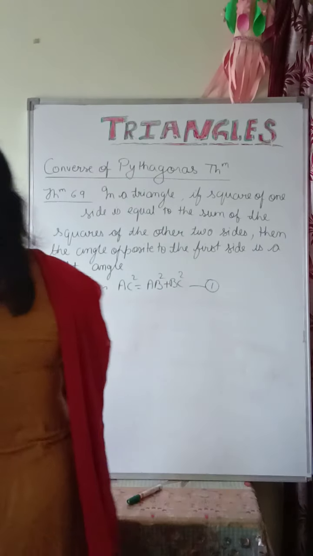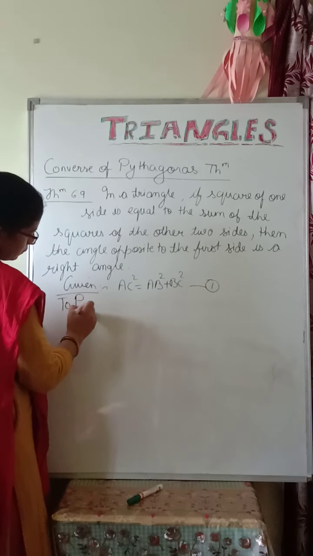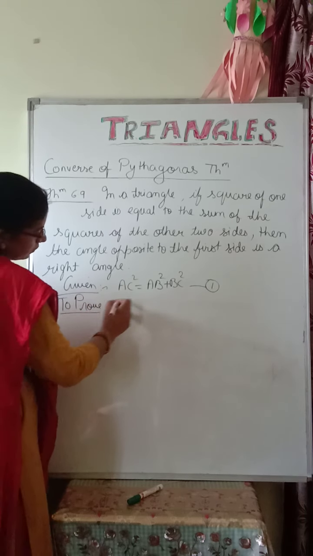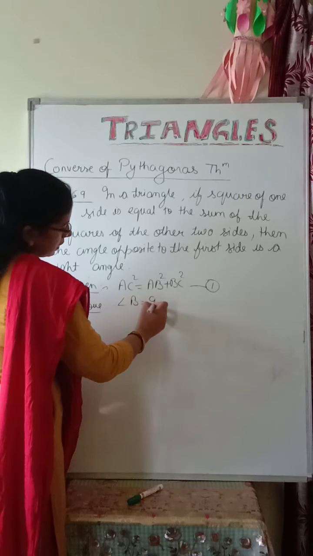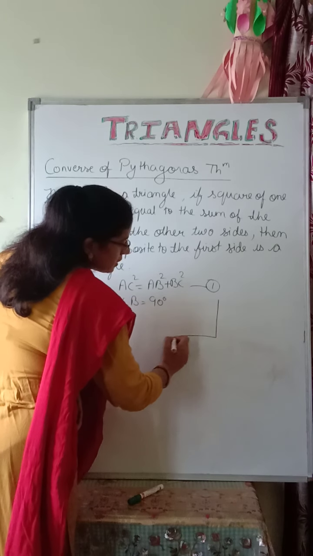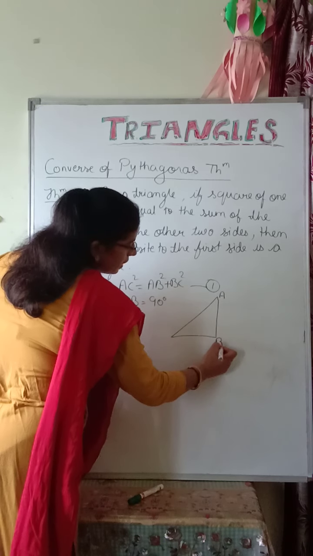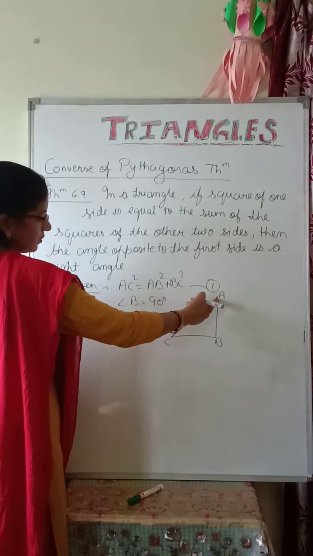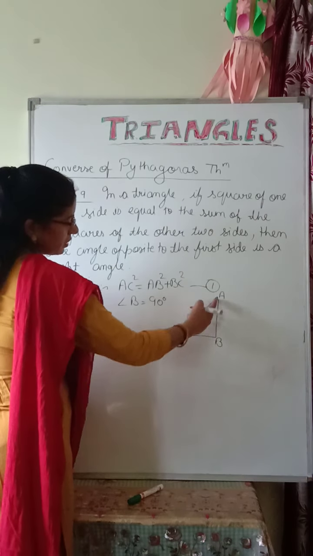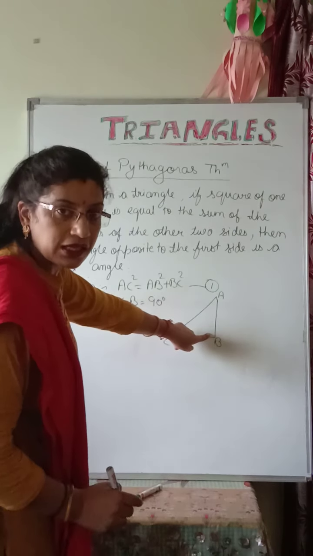Okay. So to prove angle B is 90 degree. Okay. So let us make one triangle. This is a right angle triangle ABC. So this is given to you. AC square is equals to AB square plus BC square. You have to prove that this angle is 90 degree.